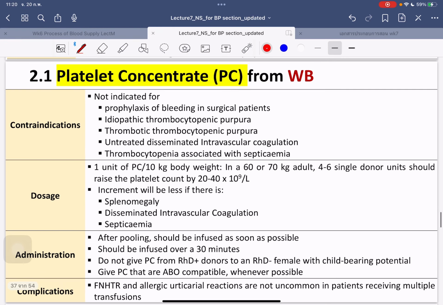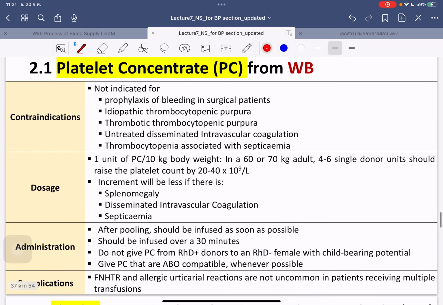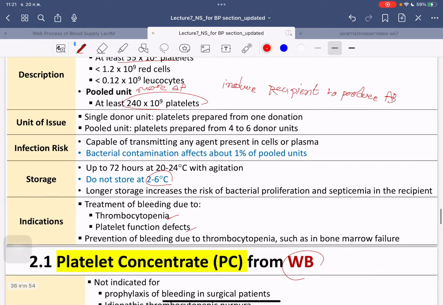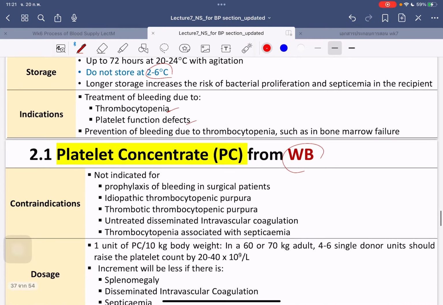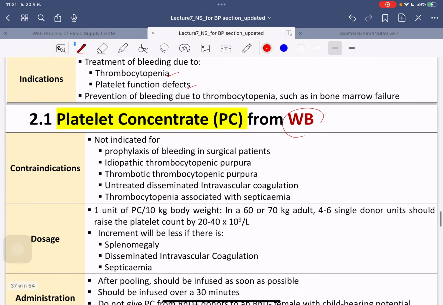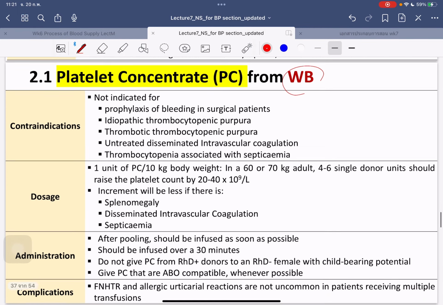The second one is platelet concentrate from whole blood. Another one is about complications of platelet concentrate.